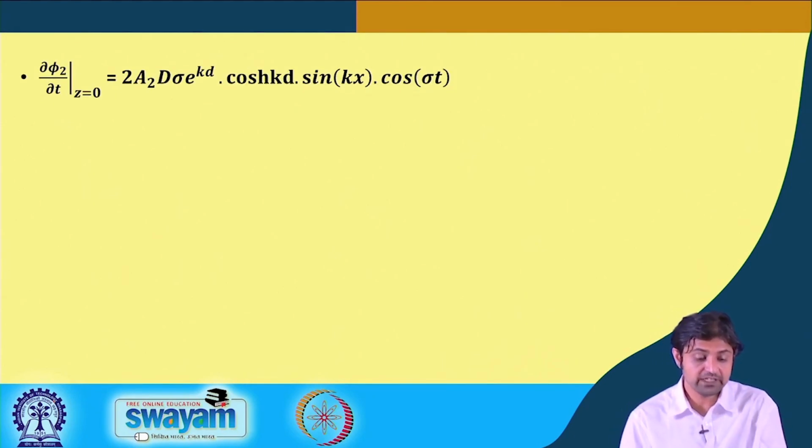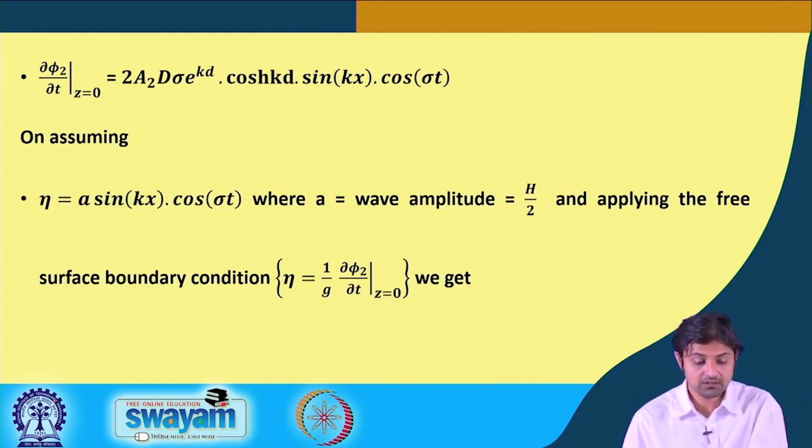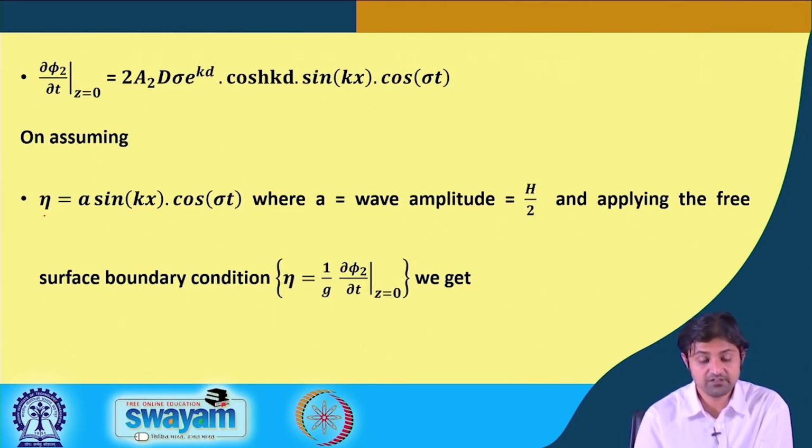and if we do del phi del t at z is equal to 0, we get 2a2 d sigma e to the power k d cosh k d sin kx cos sigma t. And if we assume that free surface elevation is a sin kx into cos sigma t, where a is the wave amplitude, that is H by 2, this is our assumption, and by applying the free surface boundary condition, that eta is equal to 1 by g del phi 2 del t at z is equal to 0.